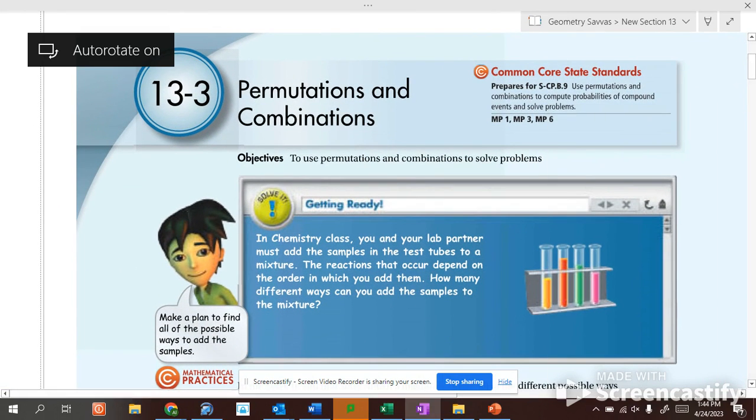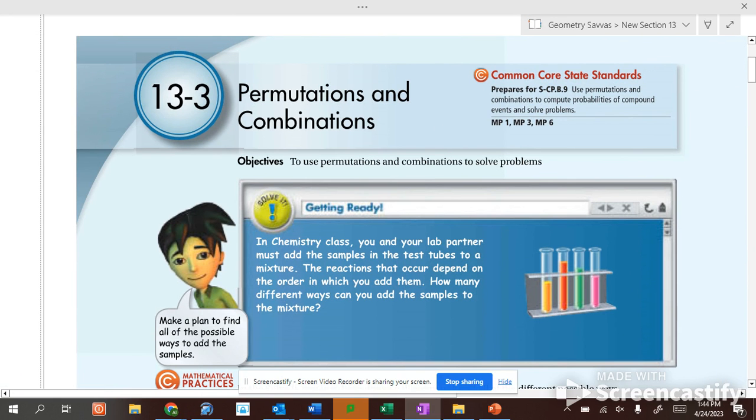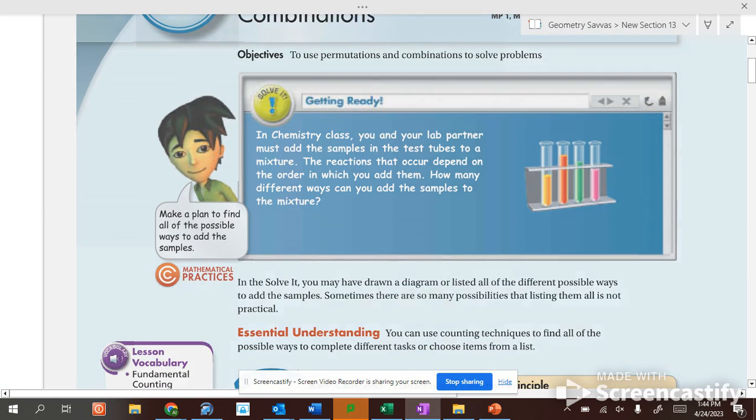Permutations and combinations, and there's also the fundamental counting principle and so on in there.